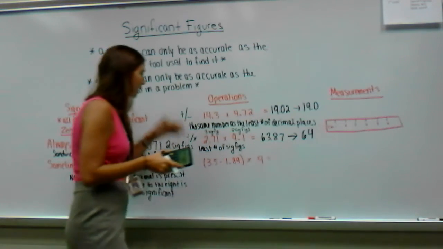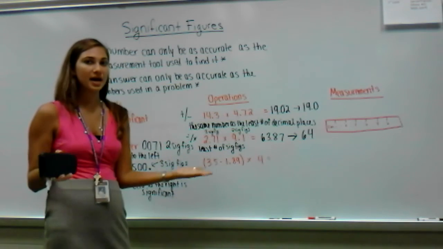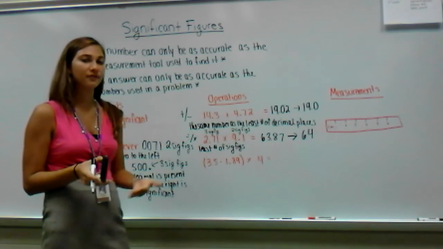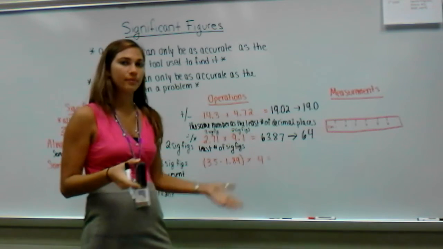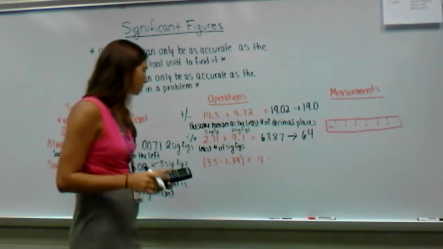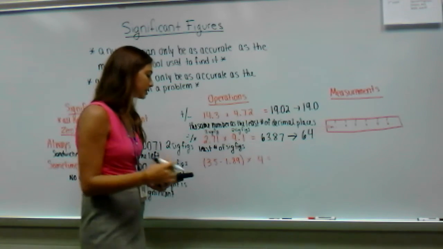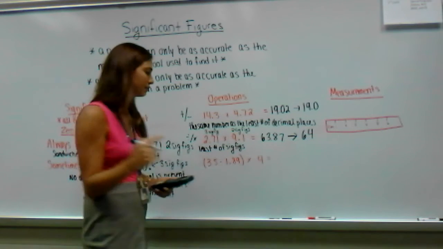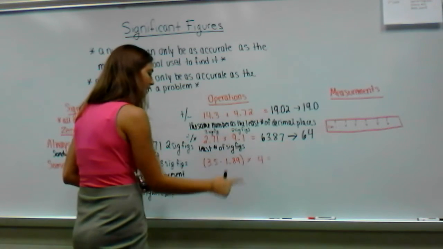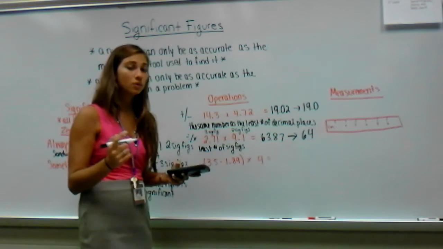Okay, so this is adding and subtracting. This is multiplication and division. Now sometimes we're going to have them in the same problem. We have to follow our order of operations. We do parentheses first and then multiplication. So here we're doing subtraction because that's what's in our parentheses. So for subtraction, we have to remember that we're looking at the least number of decimal places. So here I have 1 decimal place, here I have 2. So my answer should be to 1 decimal place.